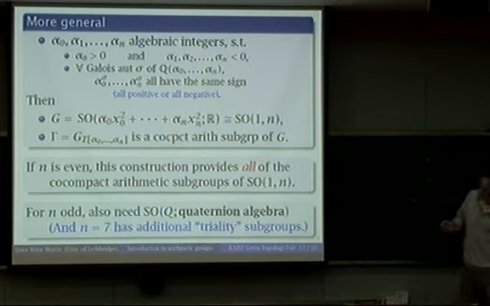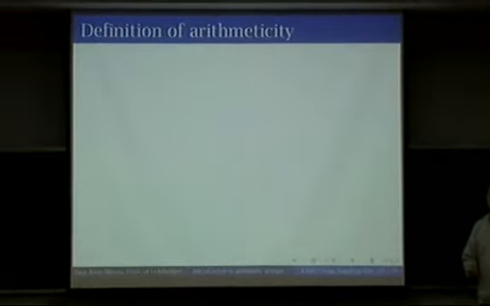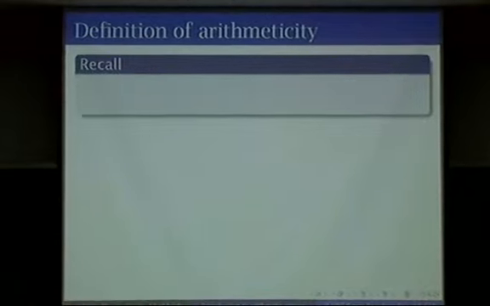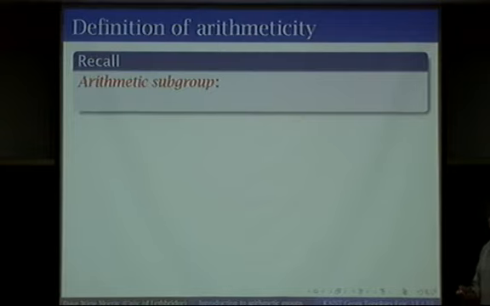So now I'm ready to tell you what an arithmetic group actually is. I've been talking about them all week. It's time to actually tell you what it is that I've been talking about. So first of all, let me remind you what an arithmetic group has been all along. It's not that difficult. To say that gamma is an arithmetic subgroup of G just means that gamma is the integer points of G.